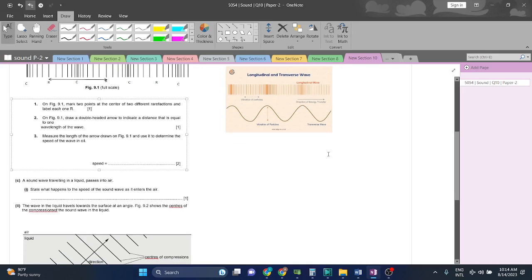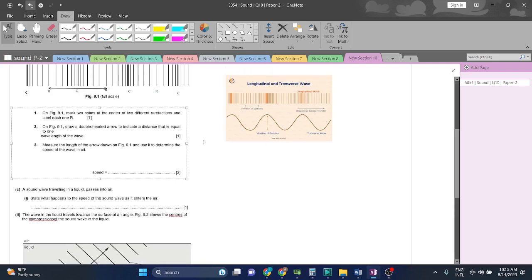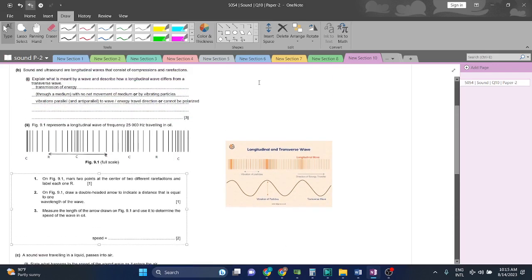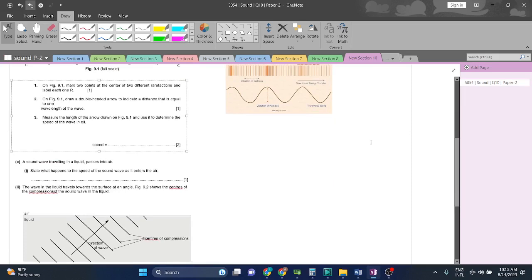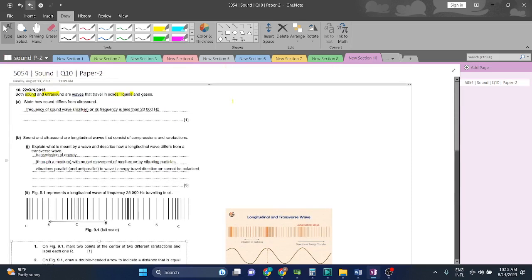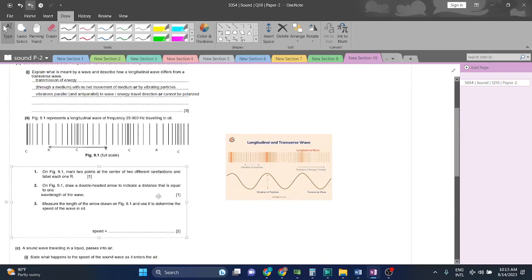Measure the length of the arrow on figure 9.1 and use it to determine the speed of the wave in oil. In order to find the speed of the wave, we'll need to use the formula v equals f lambda. What is the frequency we have? Frequency is 25,000, v equals f lambda. What will the wavelength be?